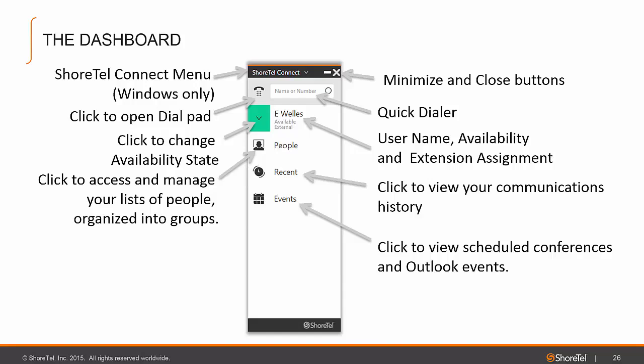To the right of this box is the name, availability state, and phone assignment of the user currently logged into this ShoreTel Connect client. Presumably this is you. Below your name, you'll see three standard items: people, recent, and events, each of which you can click to expand the window and display relevant controls and indicators. Below these items, the dashboard may also display items of interest, such as conversations with other users and events you have joined.